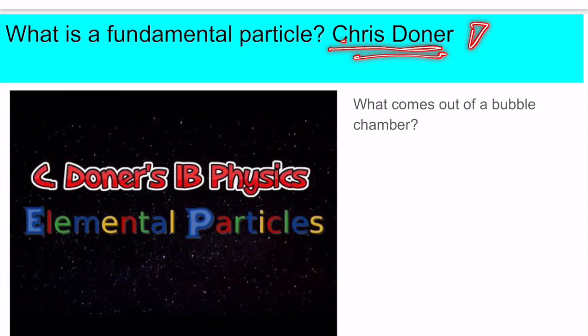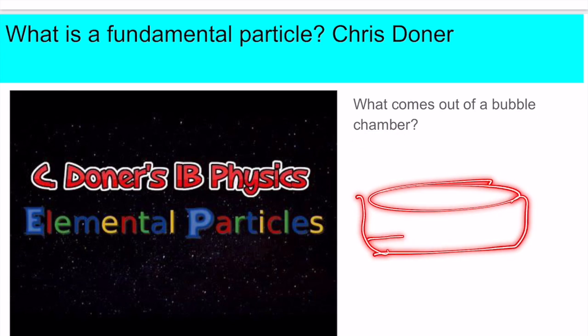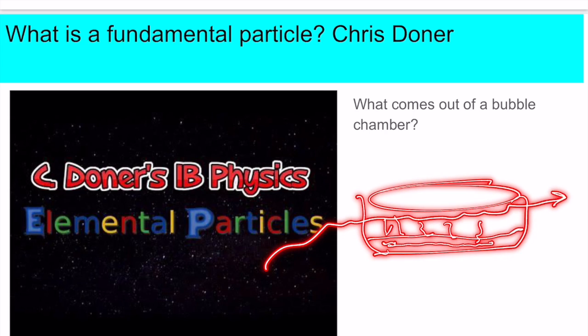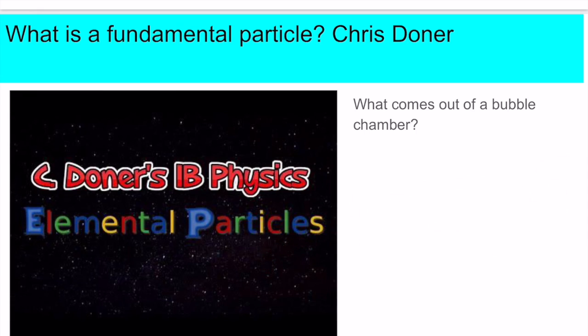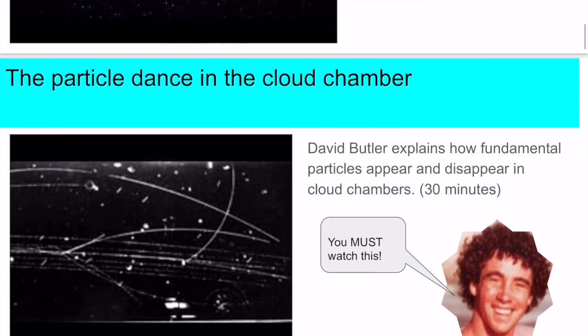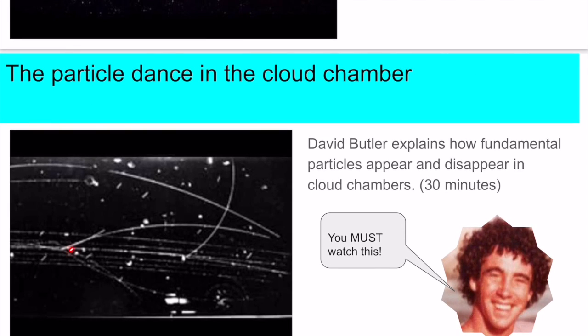So Chris Donner did a great job in explaining the nature of particle physics, and mainly what comes out of a bubble chamber. A bubble chamber is a sealed container with a liquid at low pressure. It could be liquid hydrogen or something that easily vaporizes. So every time some energy passes through, like a gamma ray, a neutrino, a muon, the traces or collisions that these particles have will create trajectories in the bubble chamber.